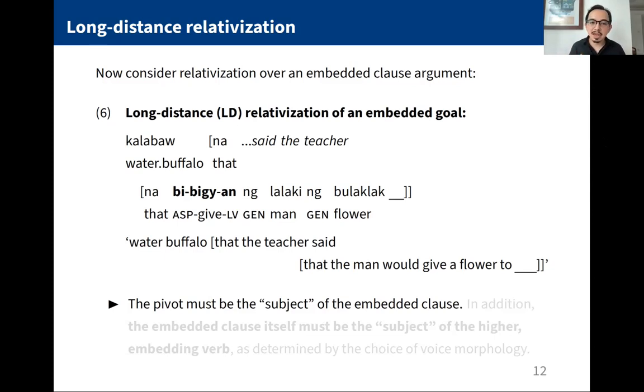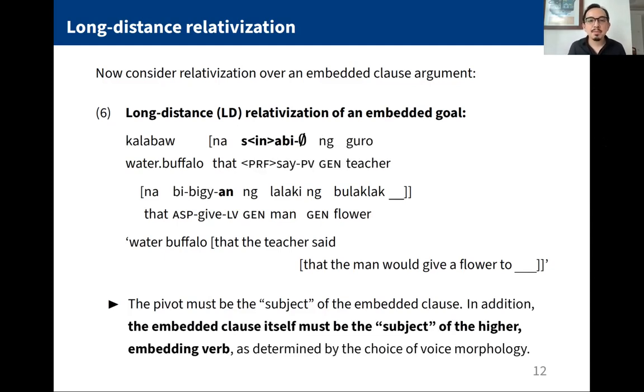So this is expected, right? The pivot must be the quote subject of the embedded clause. Now let's look at the higher clause. Here, this has to be the patient voice form of the verb say. Another way of saying that would be that this seems to force the embedded clause that we are extracting out of to itself be the quote subject of the higher embedding verb say. And if we change this, for example, to actor voice, this becomes ungrammatical.